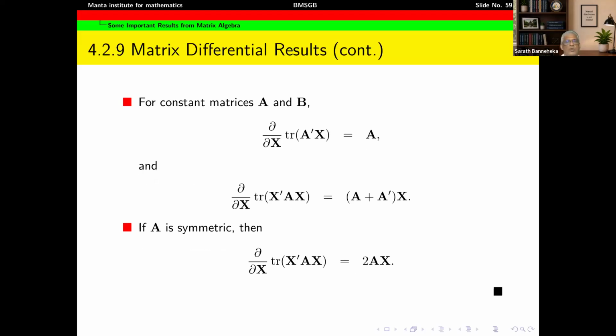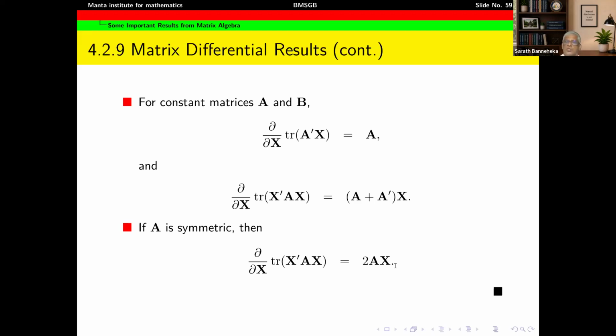And then for constant matrices A and B, now here I'm giving you the derivative with respect to a matrix X, right? So this is one useful result. The derivative of the trace of A dash X with respect to a matrix X is equal to A. And then also the derivative of the trace of X transpose AX with respect to X is equal to this expression. If A is symmetric, then of course these two are equal. Therefore, you can say 2A times X.